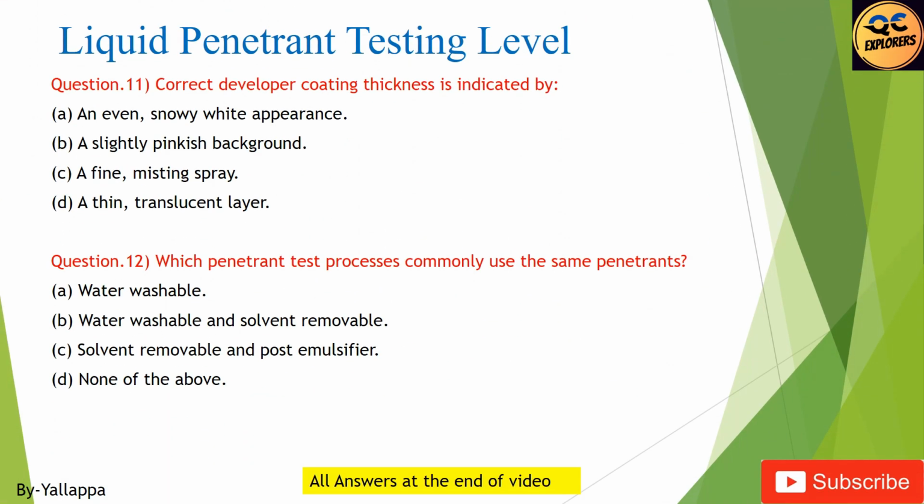Question point 11. Correct developer coating thickness is indicated by an even, snowy white appearance. A slightly pinkish background. A fine, misting spray. A thin, translucent layer. Question point 12. Which penetrant test processes commonly use the same penetrants? Water washable. Water washable and solvent removable. Solvent removable and post-emulsifier. None of the above.